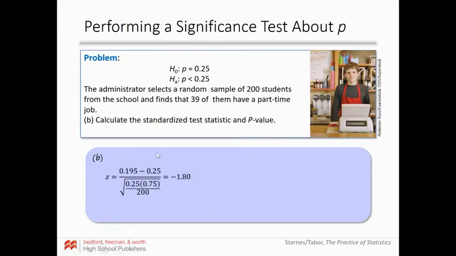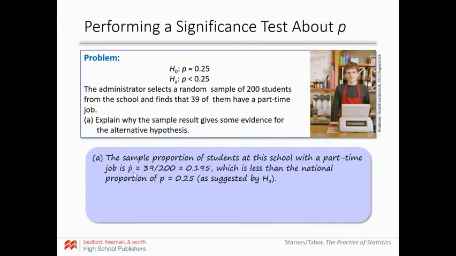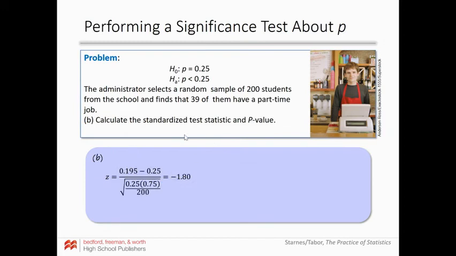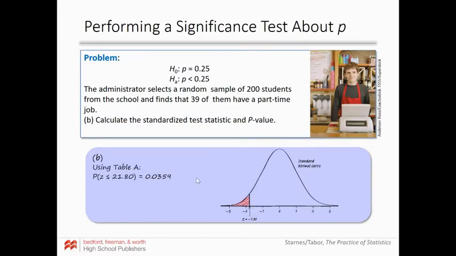So they said part B was to calculate the standardized test statistic, which is called the z-score. To find that, I take my statistic, which was 0.195, minus the mean, which is 0.25, divided by the standard deviation of p hat, which is here, and I get a z-score of negative 1.8. To find the p-value then, I want to find the probability of getting negative 1.8 or less than.